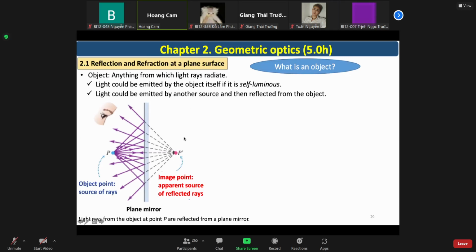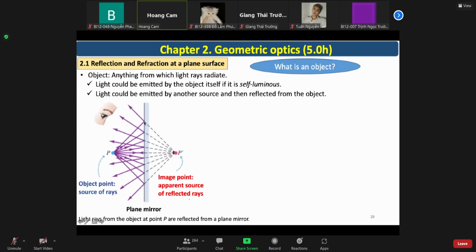Now, we will continue here. We see in this case we have the object point P, which is the source of rays. So you see the incident rays at this plane mirror here. Okay, and then all these incident rays are reflected back. So we see the direction of the reflection here.